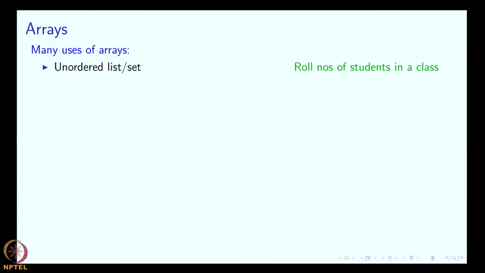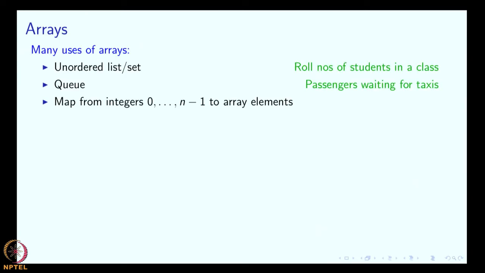Okay, well, as far as arrays are concerned, there are many uses of arrays. Unordered list or set. Roll numbers of students in a class need to be put in an unordered list or set. It can be an ordered list, so it can be used for queues, so it can be passengers waiting for taxis, for example. Or it could be a map. An array can serve as a map. So it maps the number 0 and -1 into array elements, and this is how it gets used in calculating histograms.